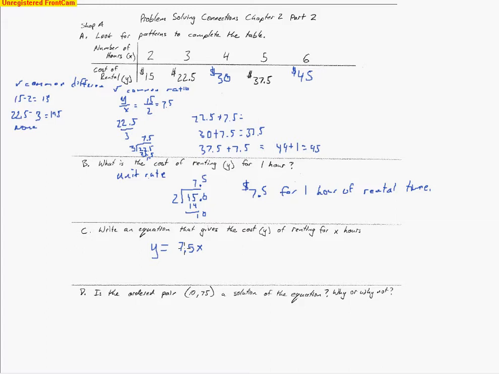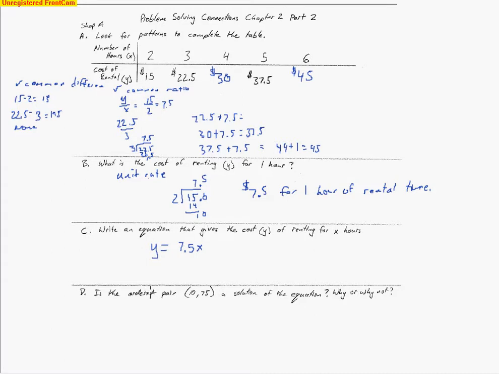So it's y equals 7.5 times x. And that gives us our equation to match this. And so you can see how if you plug in 1 for x, you get 7.5. If you plug in 2 for x, then you multiply 2 times 7.5 gives us 15. And that would be the equation.